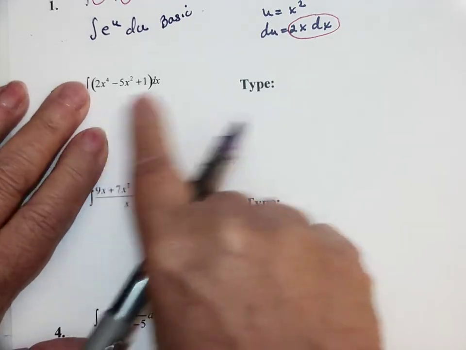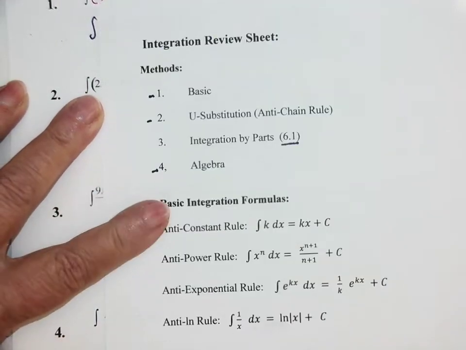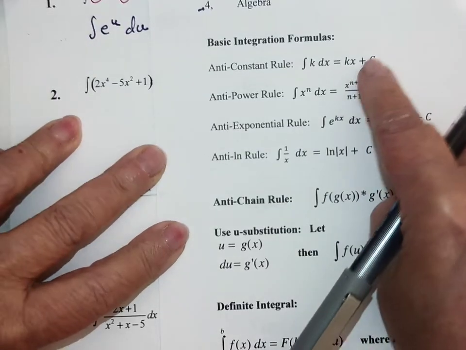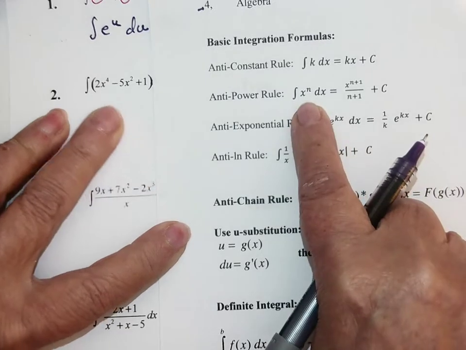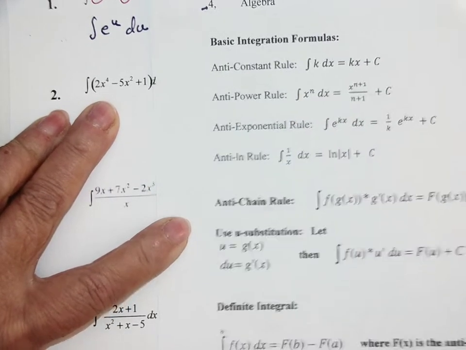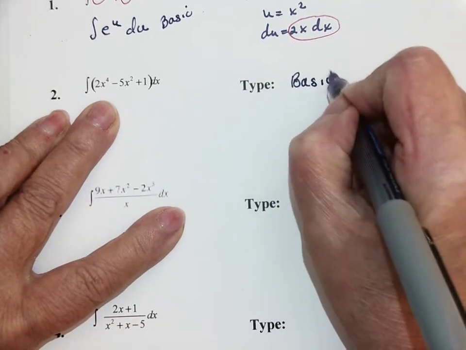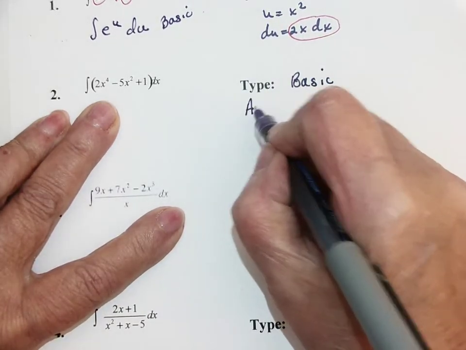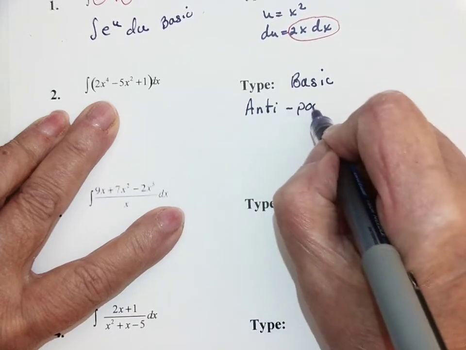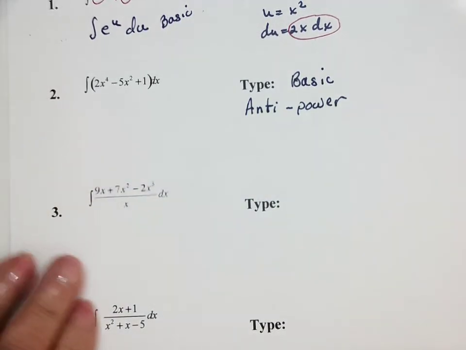I look at this. What's its type? Is it a basic? Well, if it's a basic, it's going to be one of these three. Well, this is just anti-power rule. So this guy is just a basic. And what is he? He is anti-power. So we can just do him directly.